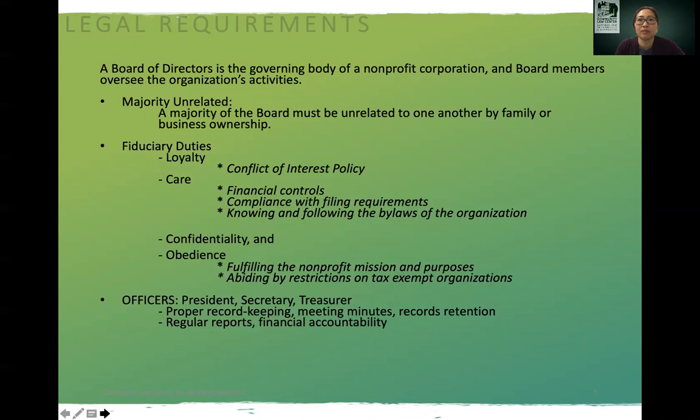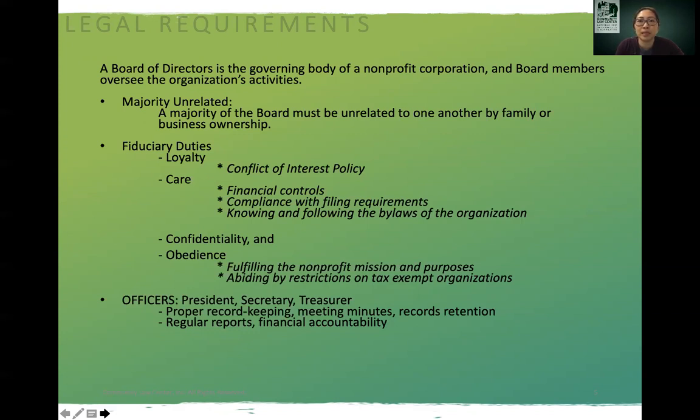So for example, if two sisters want to be on a nonprofit board together, there must be at least 3 other individuals on the board who are not related to them in any way, including a relationship through joint business ownership. By law, all directors owe fiduciary duties to their corporation while they serve on that board. There is a duty of loyalty, duty of care, duty of confidentiality, and duty of obedience.